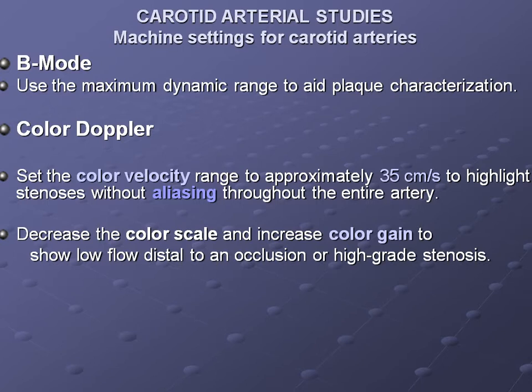For the carotid arterial studies, you should be careful with the machine settings. The machine settings should be precise. In B mode, you should use the maximum dynamic range to aid in plaque characterization. In the color Doppler, you should set the color velocity range to approximately 35 cm per second to highlight stenosis without aliasing through the entire artery. The aliasing should be only distal to a stenosis, not the whole artery.